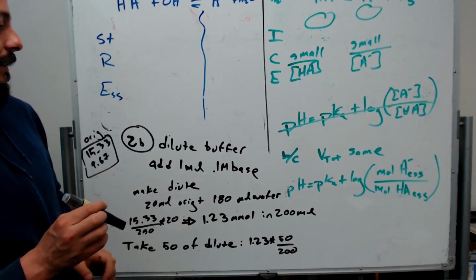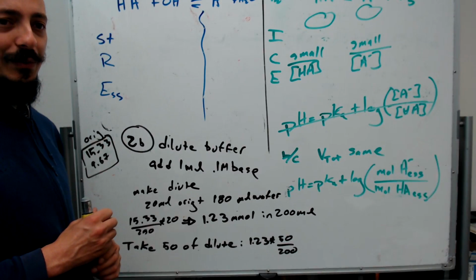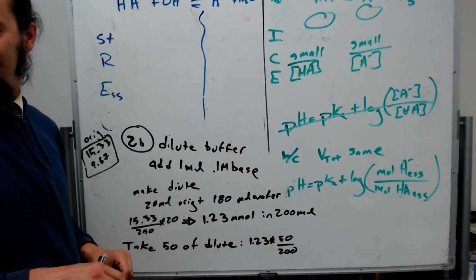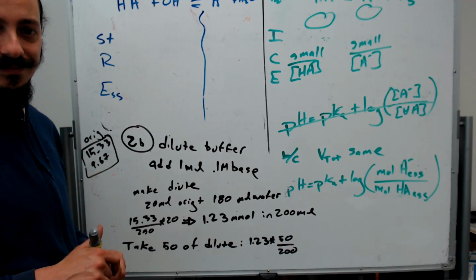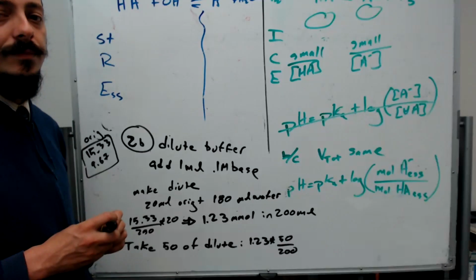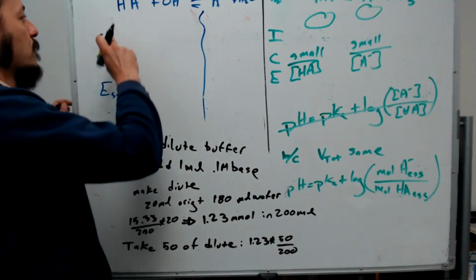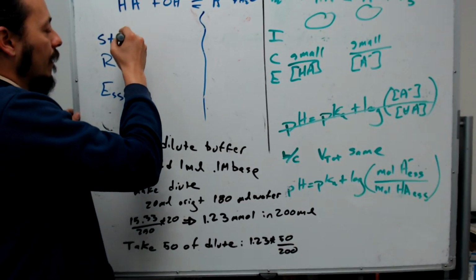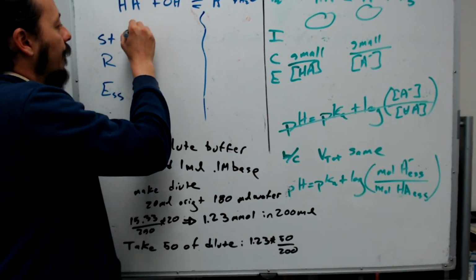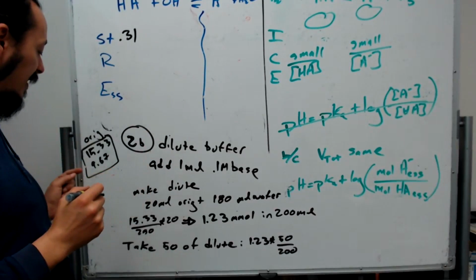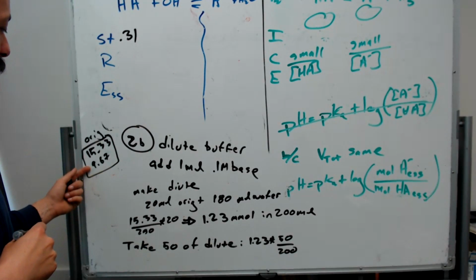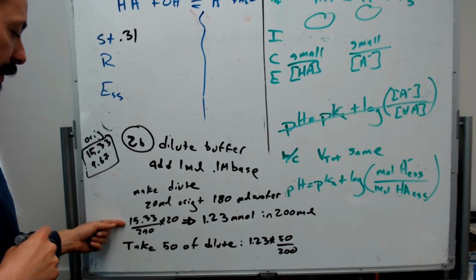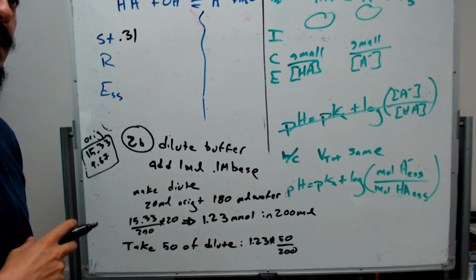And then this is going to be the moles of the dilute buffer that we're going to put up here. 0.31. We have to do the same calculation with 9.67. So we have to do 9.67 times 20 divided by 250 times 50 divided by 200.